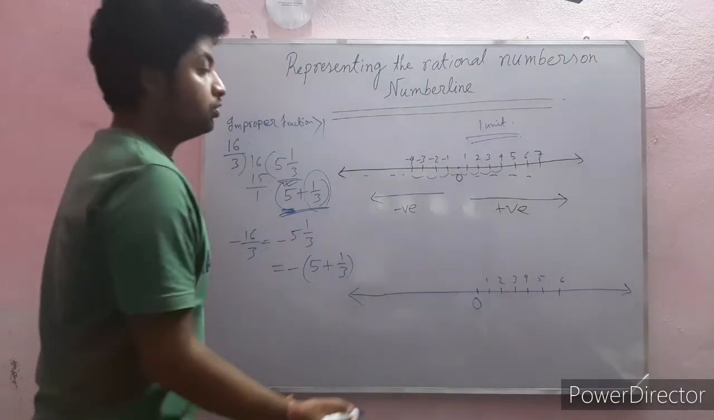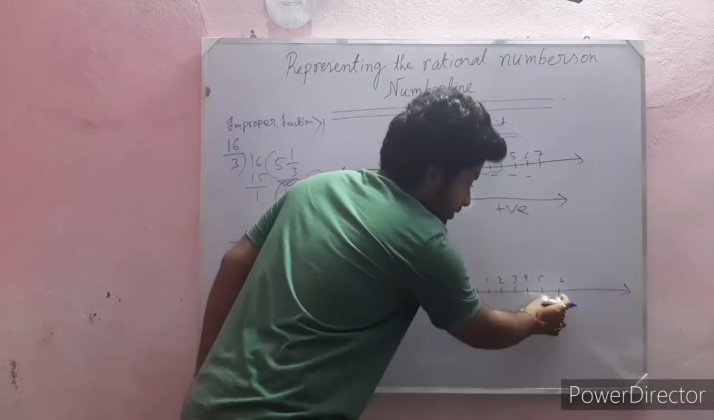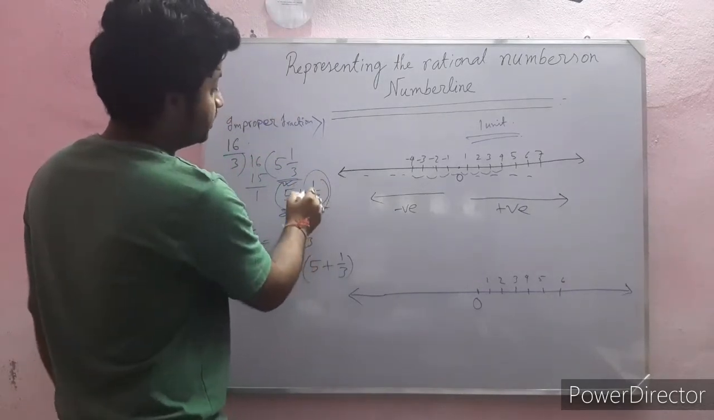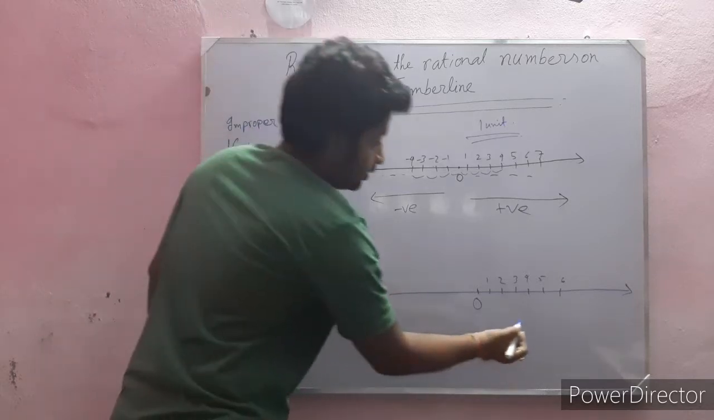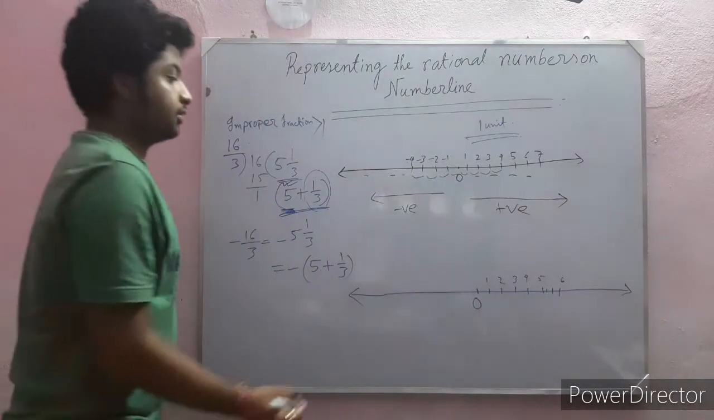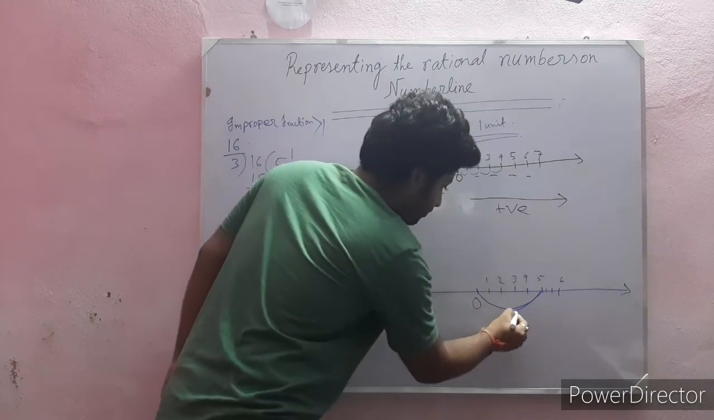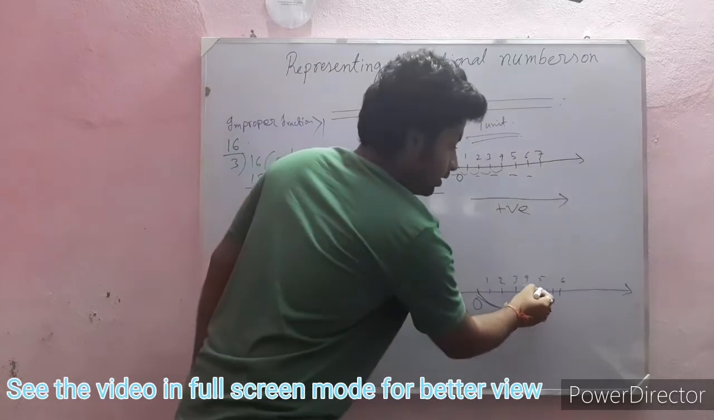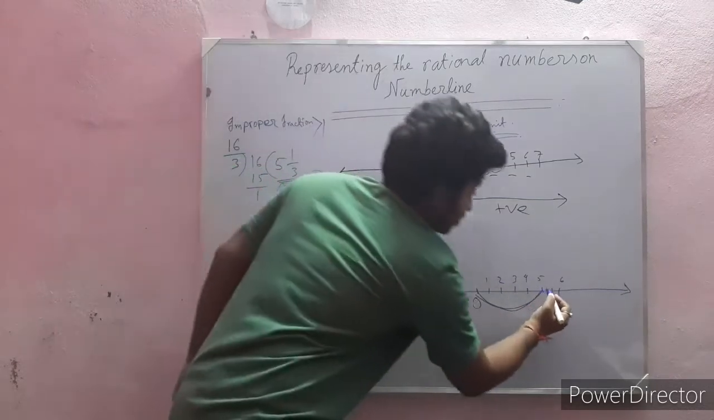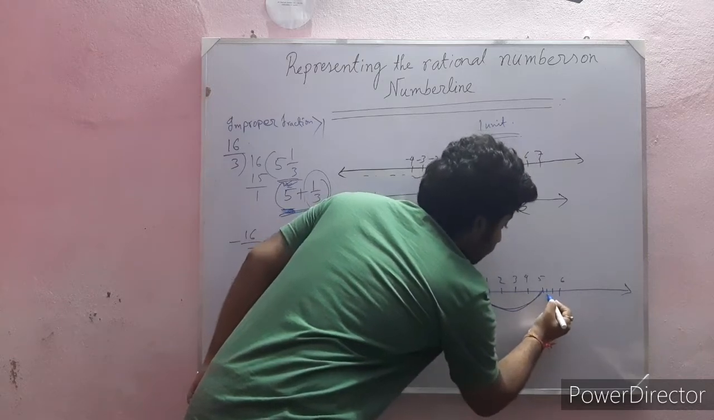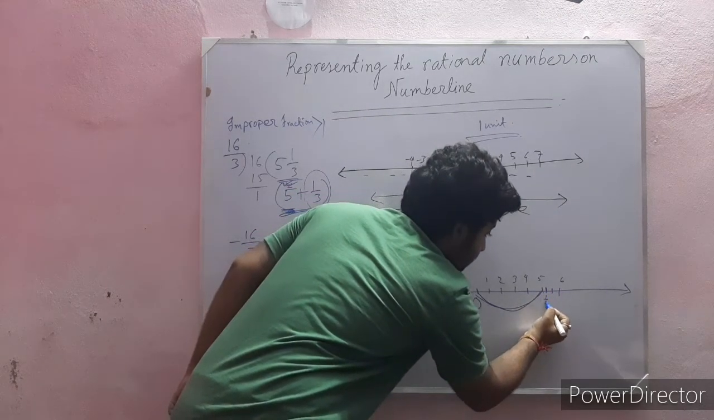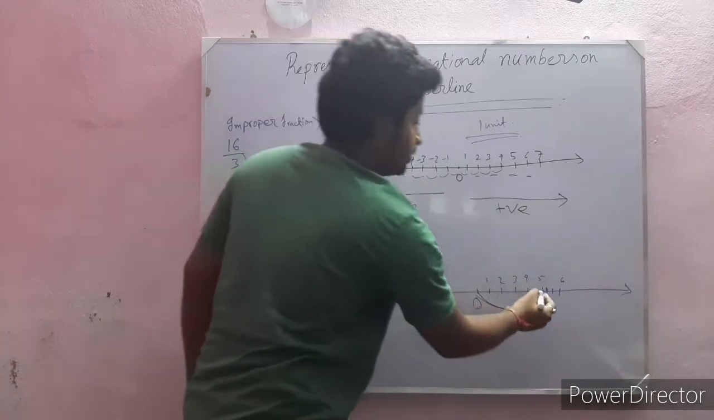Now we have to divide the unit length between 5 and 6 into 3 equal parts. Why? The proper fraction part is 1 by 3 and the denominator here is 3. Divide the unit length into equal 3 parts, right? At first we have taken just 5 here on the number line. Then we have to take 1 by 3 more because this is 5 plus 1 by 3. So this is the first part among these 3 equal parts. This is 1 by 3, right? So this is 5 full 1 by 3. This is the required point.